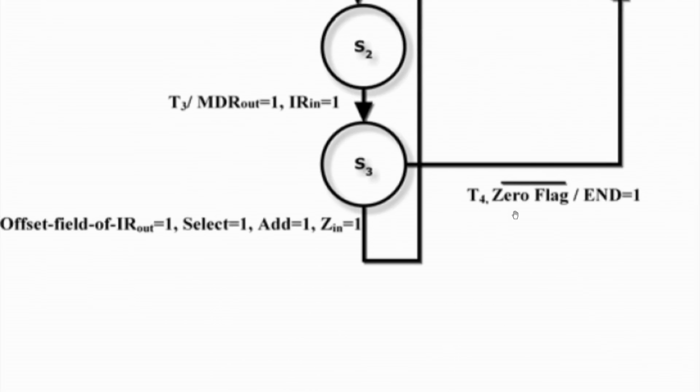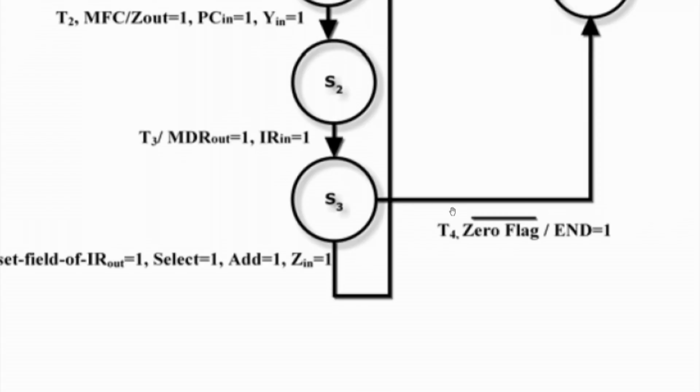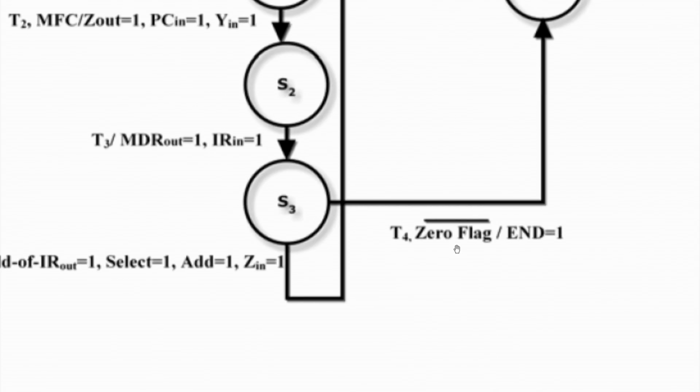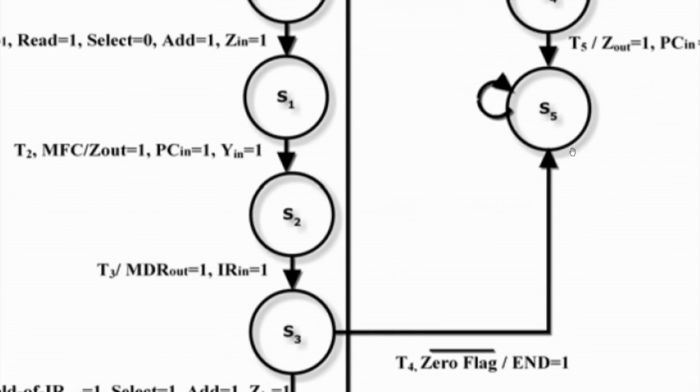But there is another choice, if the flag is not 0. There is another branch over here, for the same state: if your counter has become 4 and if the 0 flag is not set, then you just generate the end signal and it will come to the final state and loop over. So the micro instructions will be stopped.